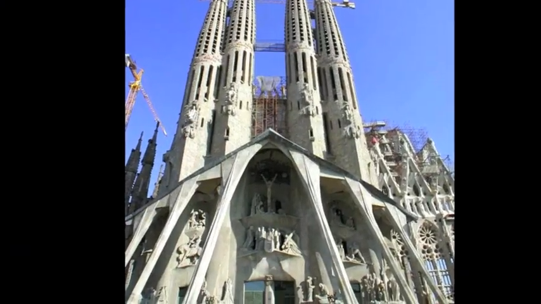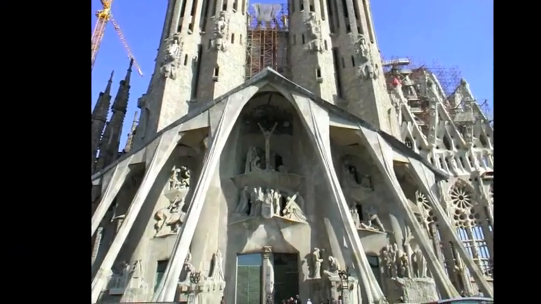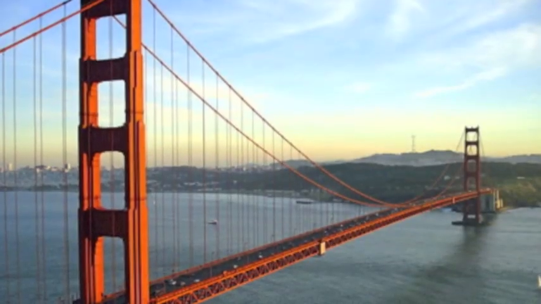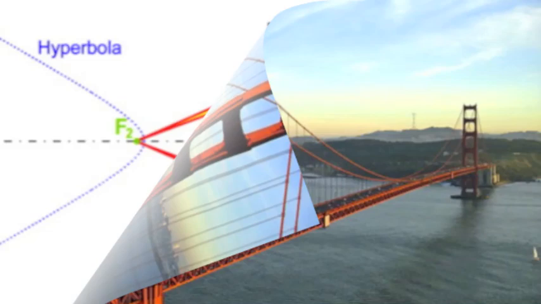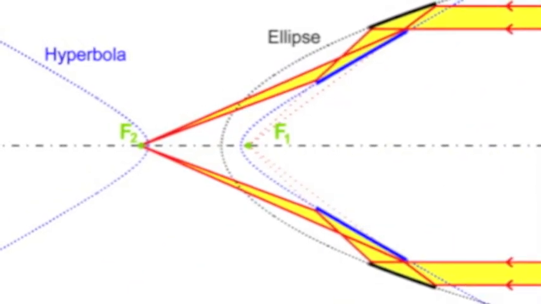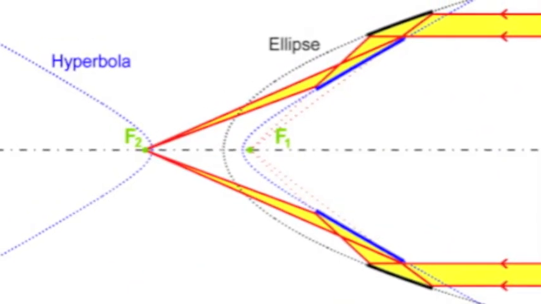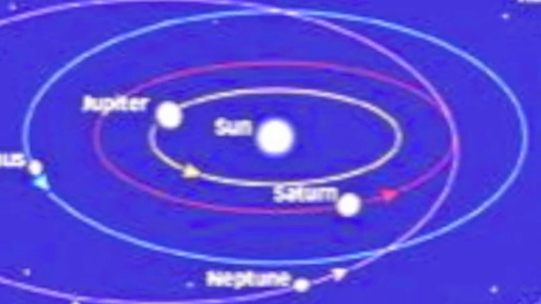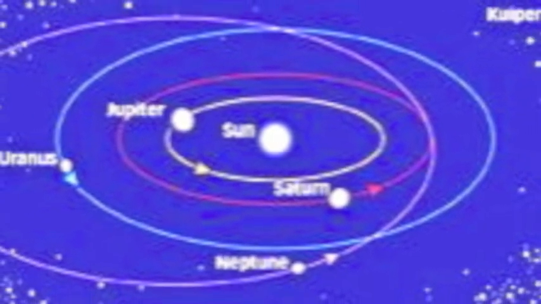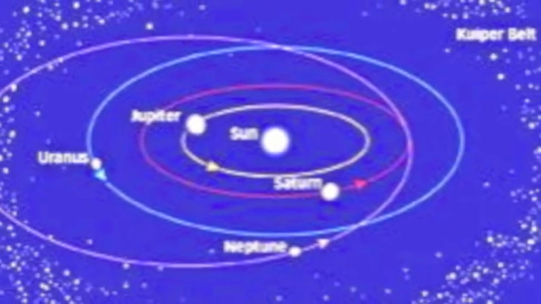Another example is in architecture. Both bridges and buildings use conics as support systems. Mirrors and lenses are concaved in the shape of conics to focus light to a singular point, just like a lighthouse or a searchlight. Conics are also used to describe the orbits of planets, moons, asteroids, and satellites in our universe.